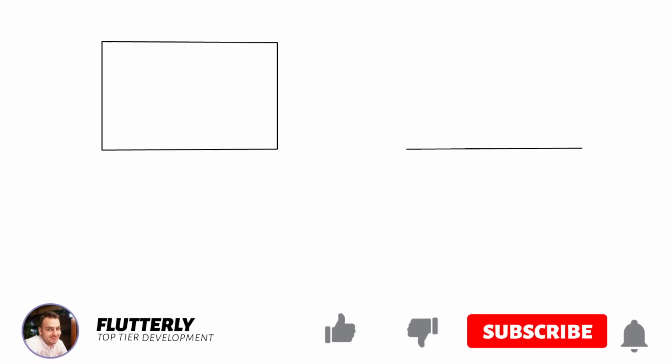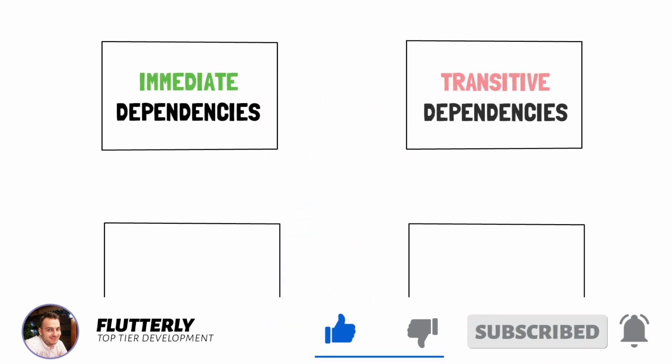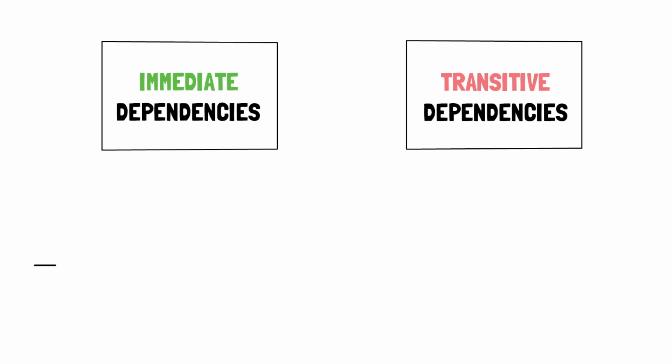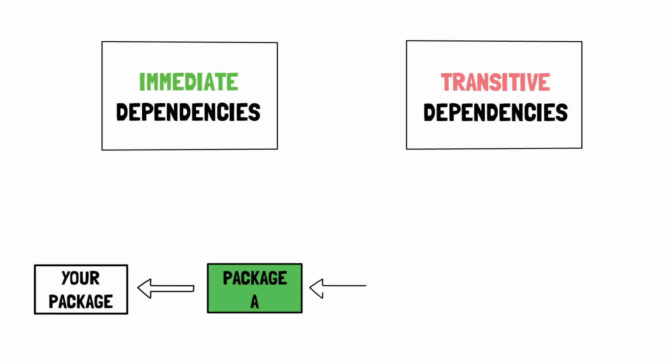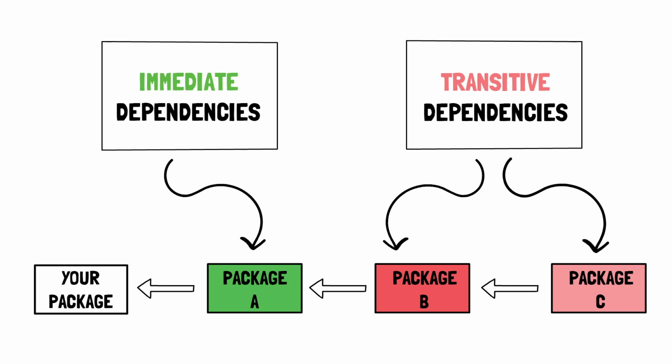Now, while developing with Dart, most of the time you'll hear about immediate dependencies, transitive dependencies, regular dependencies, and dev dependencies. To understand the difference between immediate and transitive dependencies, if your package depends on A, which in turn depends on B, which depends on C, then A is an immediate dependency and B and C are transitive ones. Therefore, this is mainly related to whether the dependency is direct or indirect with respect to your package.